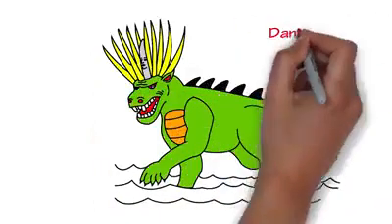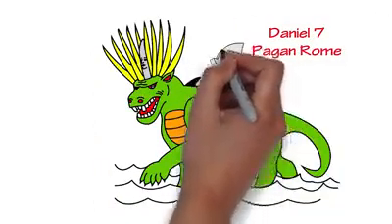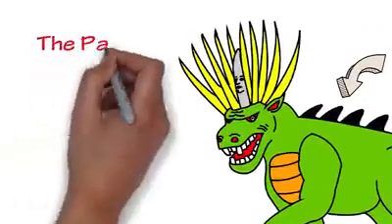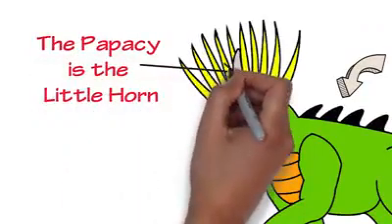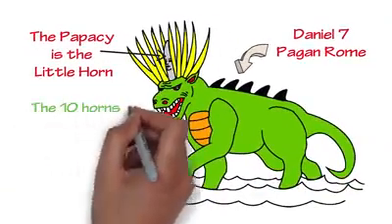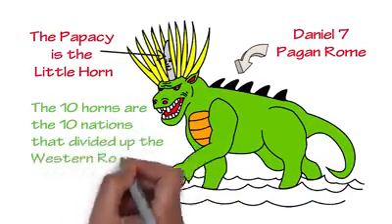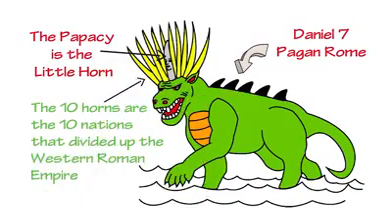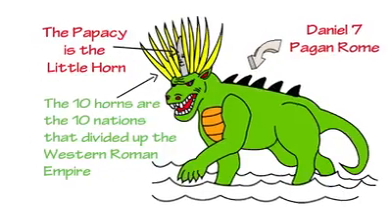Pagan Rome is the terrible beast with iron teeth. The papacy is the little horn, and the 10 horns are the 10 nations that divided up the Western Roman Empire. The papacy is here depicted as exercising power over the kings of the earth. Once again, Satan is behind this mingling of church and state.